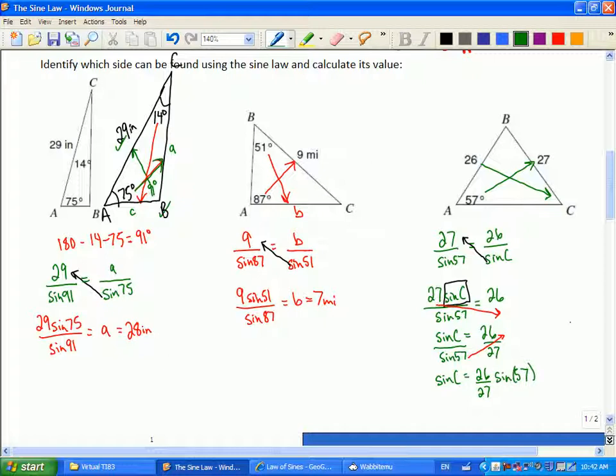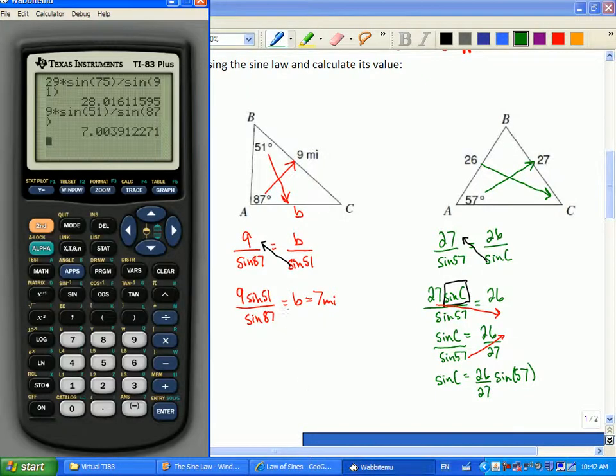So I'm going to start by putting this in my calculator to work this out. We'll get a decimal value here. So this is 26 out of 27 times the sine of 57. What I end up with here, taking 4 decimal places, is 0.8076.